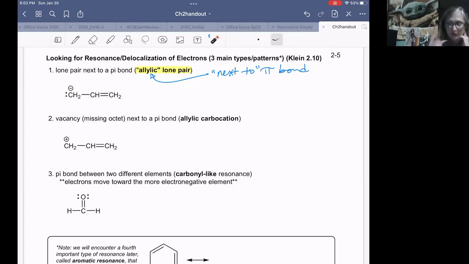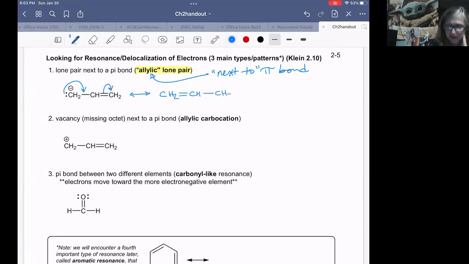It's going to be two curved arrows. The lone pair becomes a pi bond, and then the pi bond becomes a lone pair. Always two curved arrows. And what does the resulting structure look like?